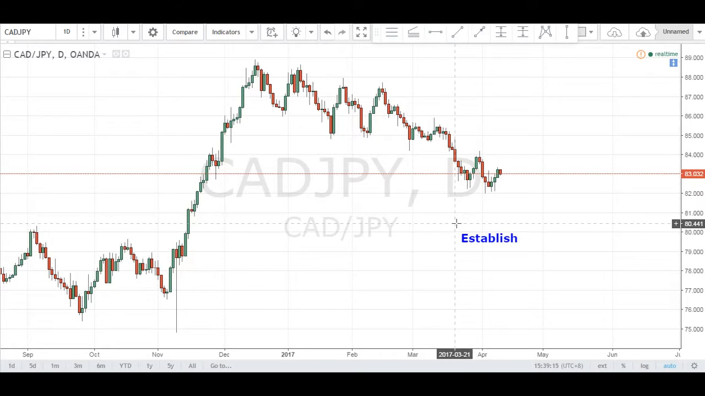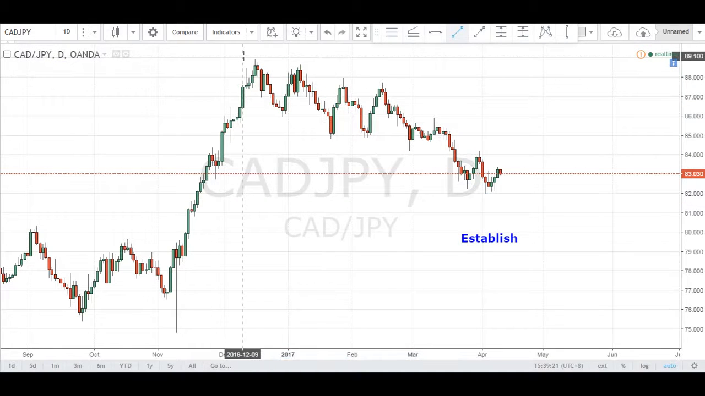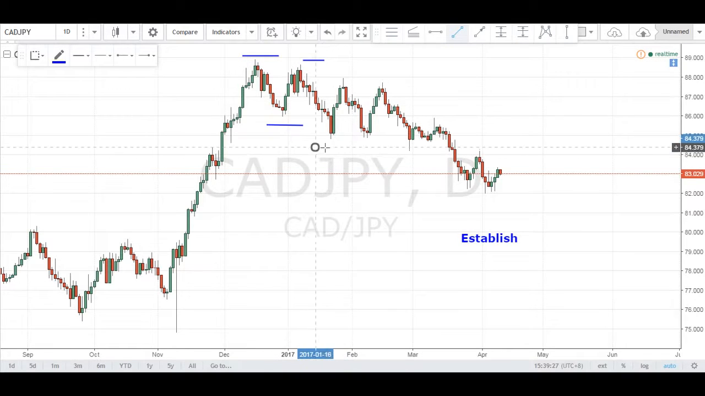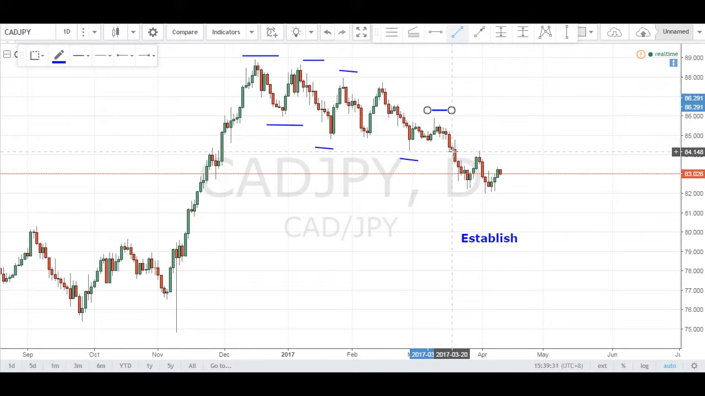And how do we do that? How do we establish the trend? Simple. We look at this move right here, and we can see that price starts off here. We make a lower low, we make a lower high, a lower low, a lower high, a lower low, lower high, and the process continues on and on and on.